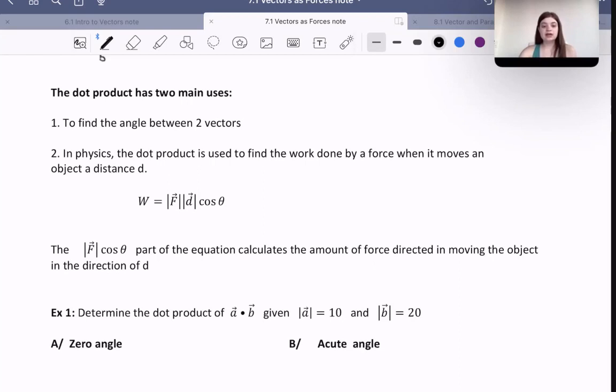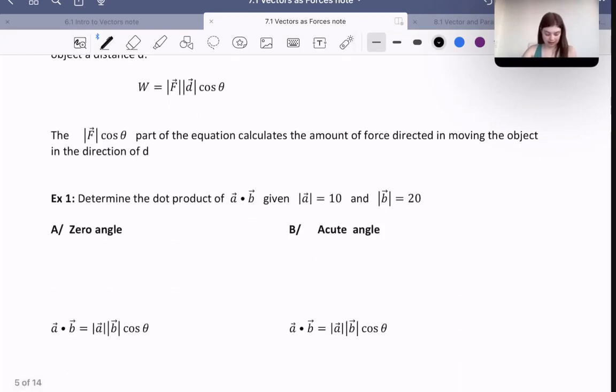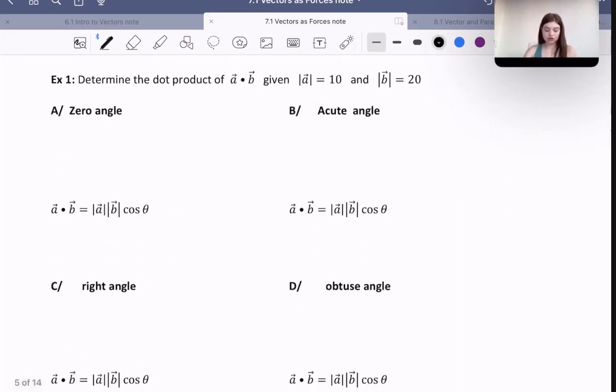So let's take a look over here at example 1. It says determine the dot product of A dot B given that the magnitude of A is 10 and the magnitude of B is 20, given the 0 angle. Okay, so let's do that one then. So in this case, we would have theta is equal to 0.